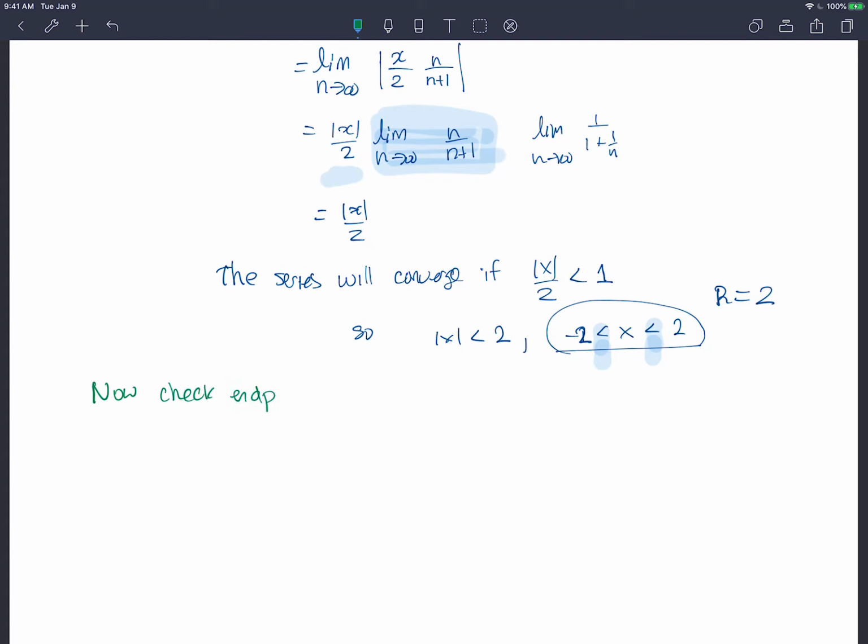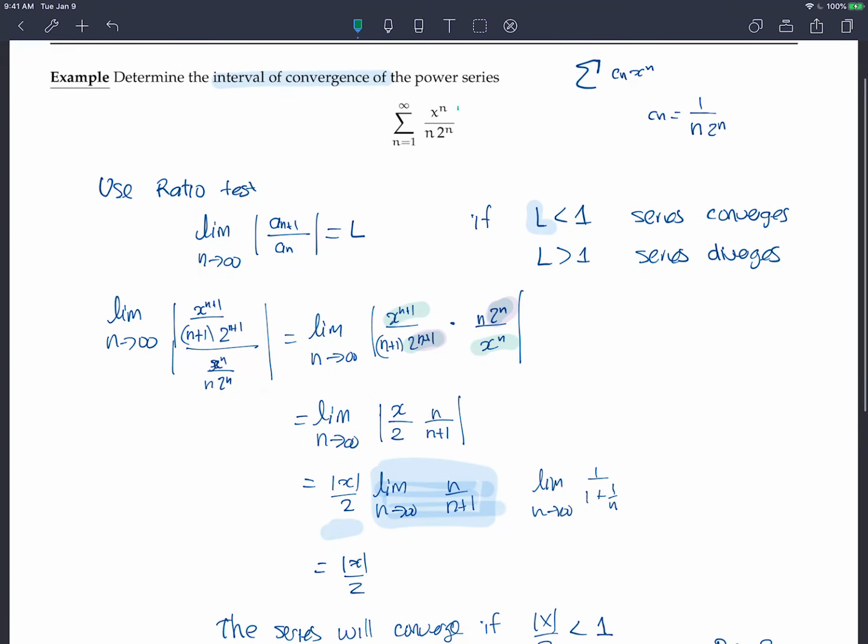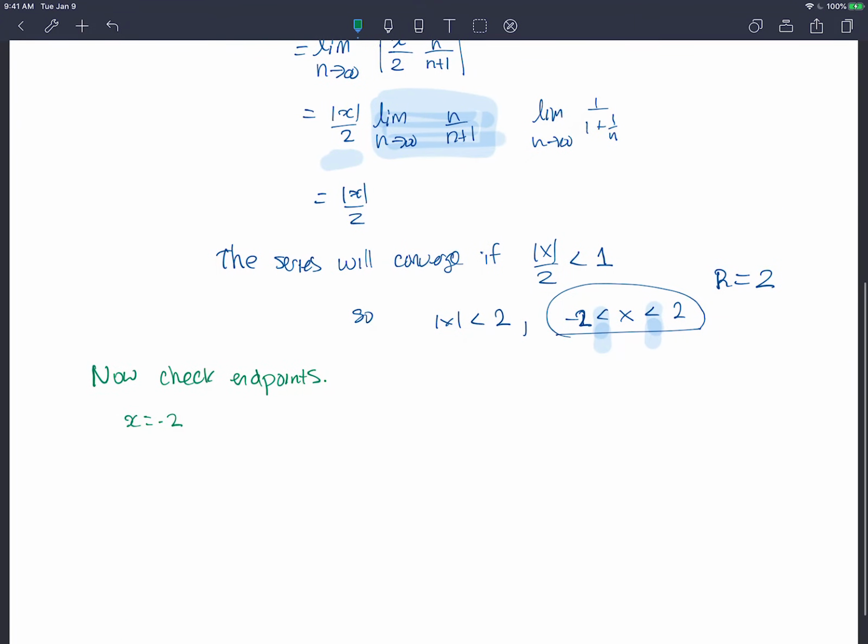To check the endpoints, what I'm going to do is, when x equals -2, plug it into the series. What is the series? It's (-2) to the power of n, so it becomes the sum when n equals 0 to infinity of (-2) to the power of n divided by n to the n.